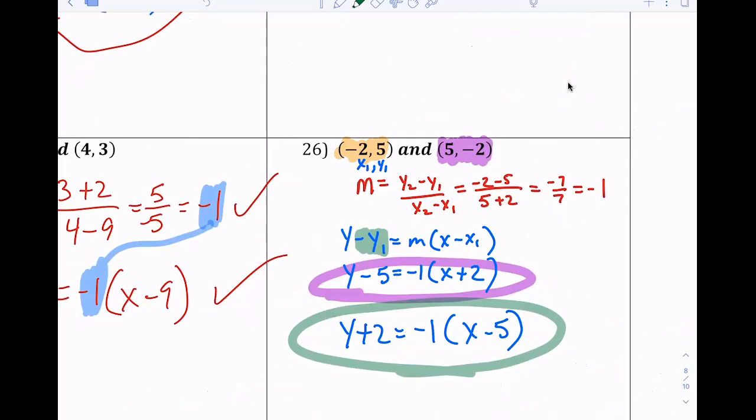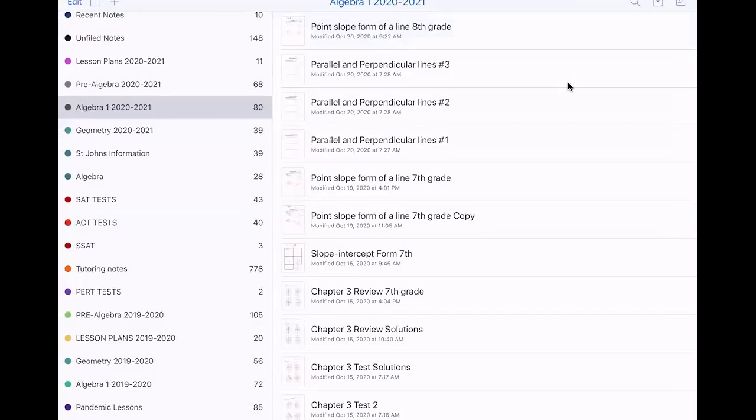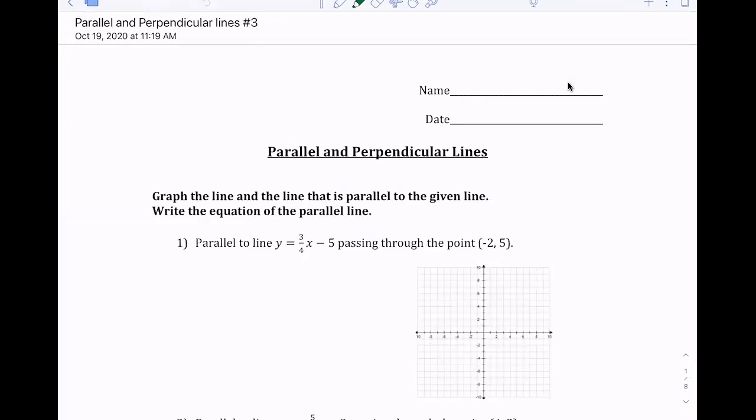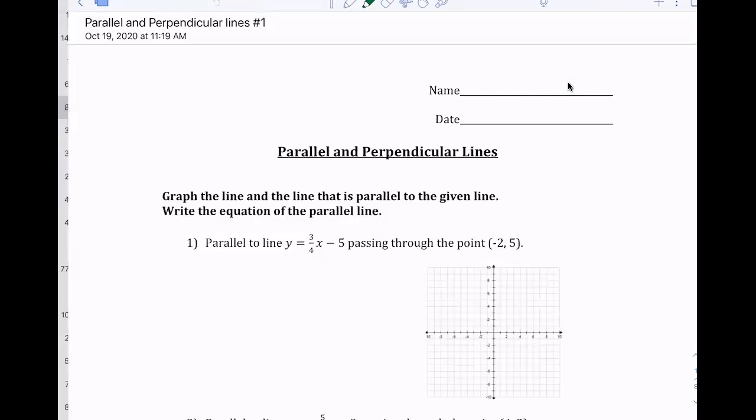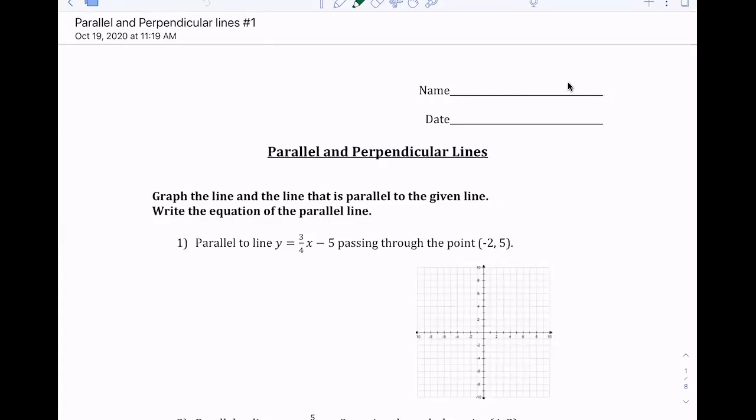Now I'm going to flip over, and we're going to talk about parallel. Remember, I asked you to look up information about parallel and perpendicular. So who can tell me what makes a line parallel? It means like the line next to it, they never intersect. They never intersect, but what else? They're both straight. They have the same slope.